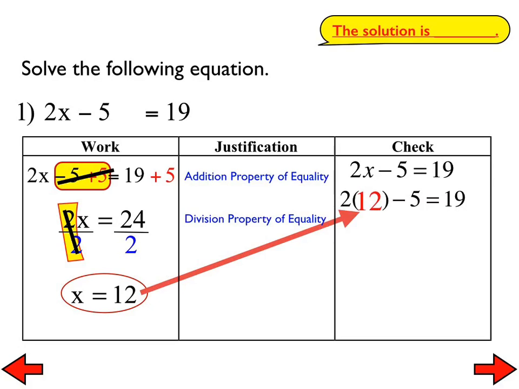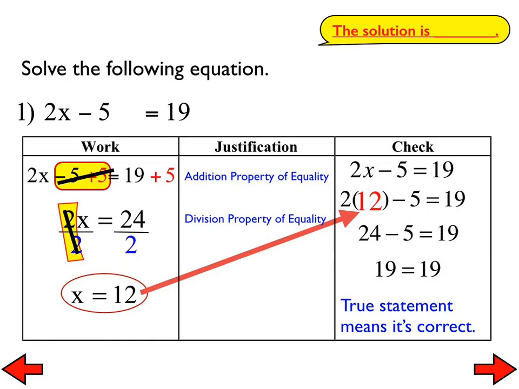Boom. The question is, does that make a true statement? Does it? Sure. 2 times 12 is 24, and 24 minus 5 is 19. So that means I know x equals 12 has to be right.